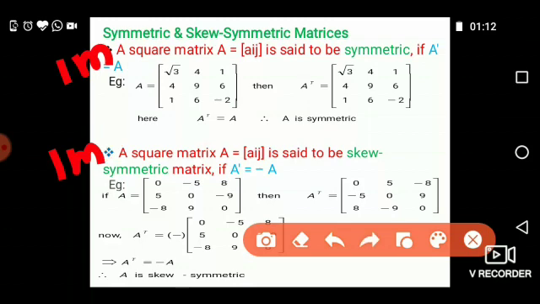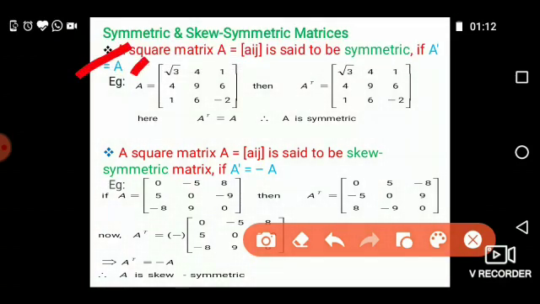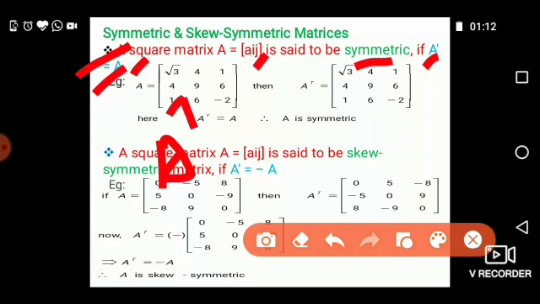Let me start by defining what a symmetric matrix is. To define a symmetric or a skew symmetric matrix, one should have a square matrix. A square matrix A, with elements aij, is said to be symmetric if the transpose of A is equal to A. If the transpose of A is equal to A, then such matrices are called symmetric matrices.